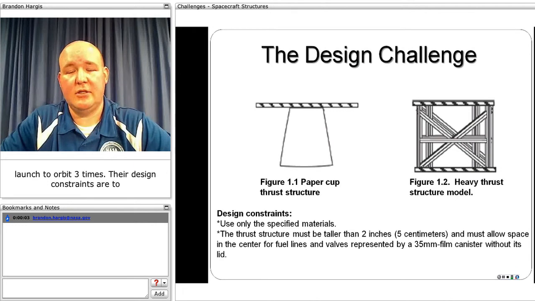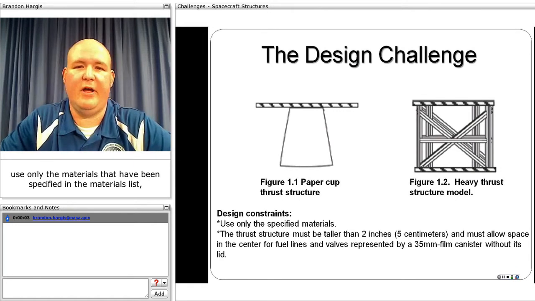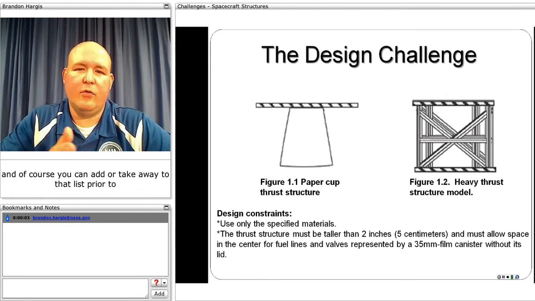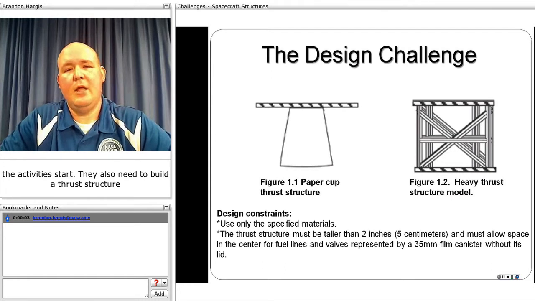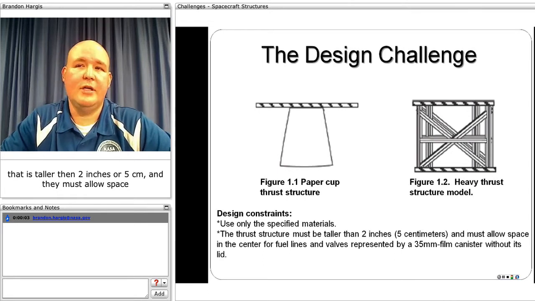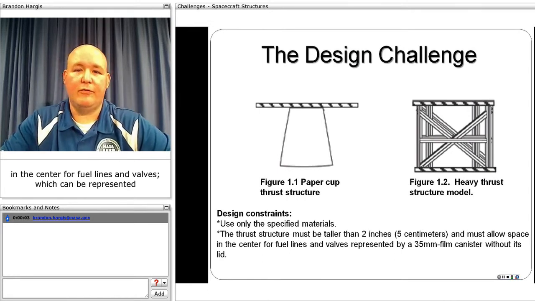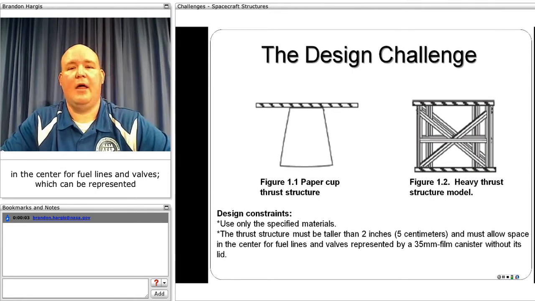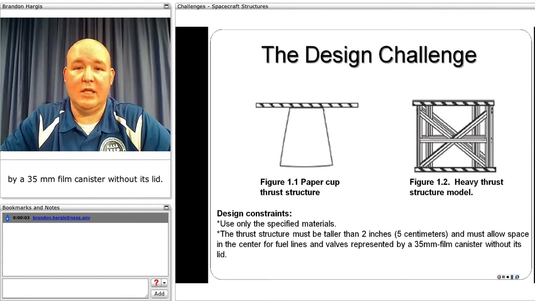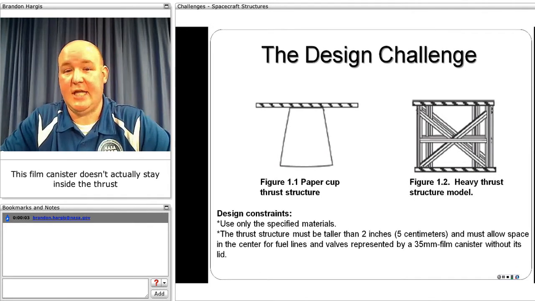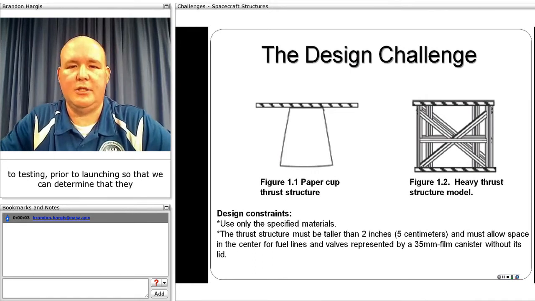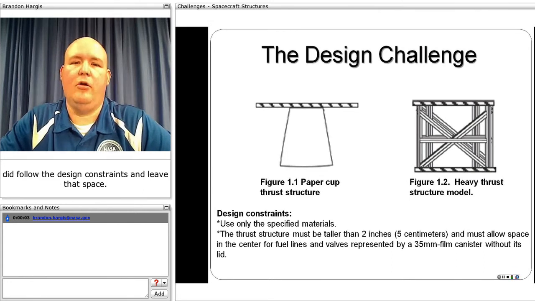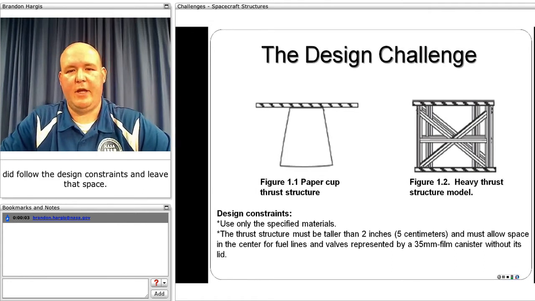Their design constraints are to use only the materials that have been specified in the materials list, and of course you can add or take away to that list prior to the activities starting. They also need to build a thrust structure that is taller than 2 inches or 5 centimeters, and they must allow space in the center for fuel lines and valves, which can be represented by a 35 millimeter film canister without its lid. Now, this film canister doesn't actually stay inside the thrust structure when they launch, but it should be inserted prior to testing or prior to launching so that we can determine that they did follow the design constraints and leave that space.